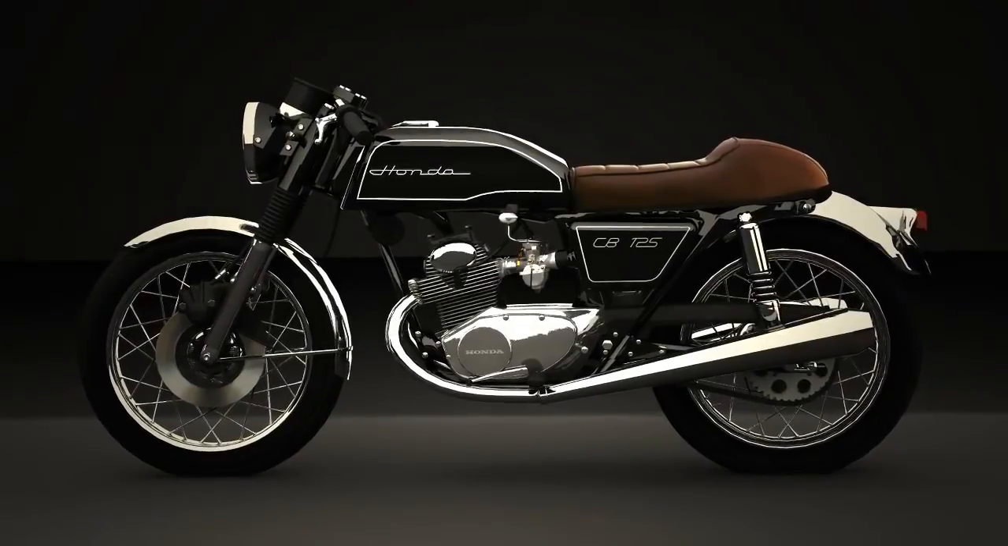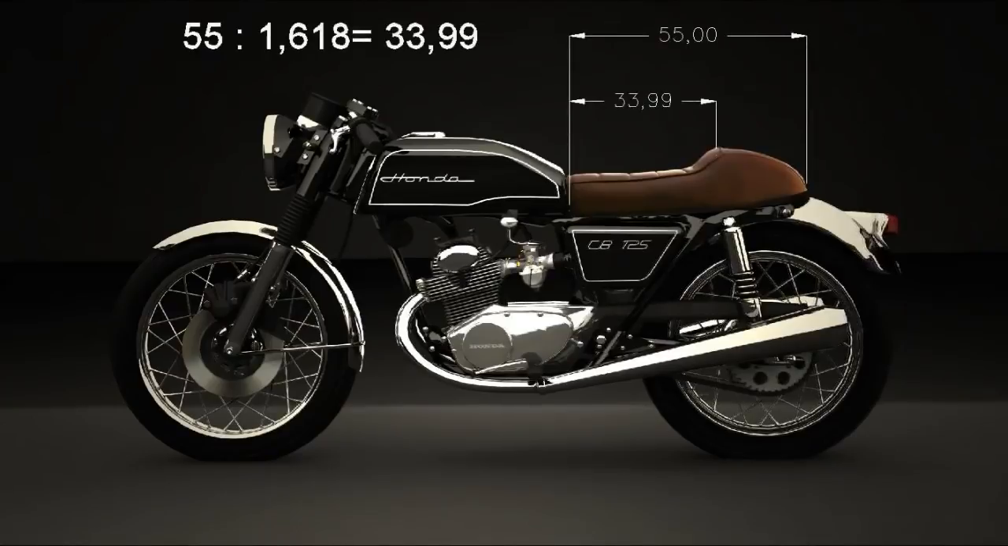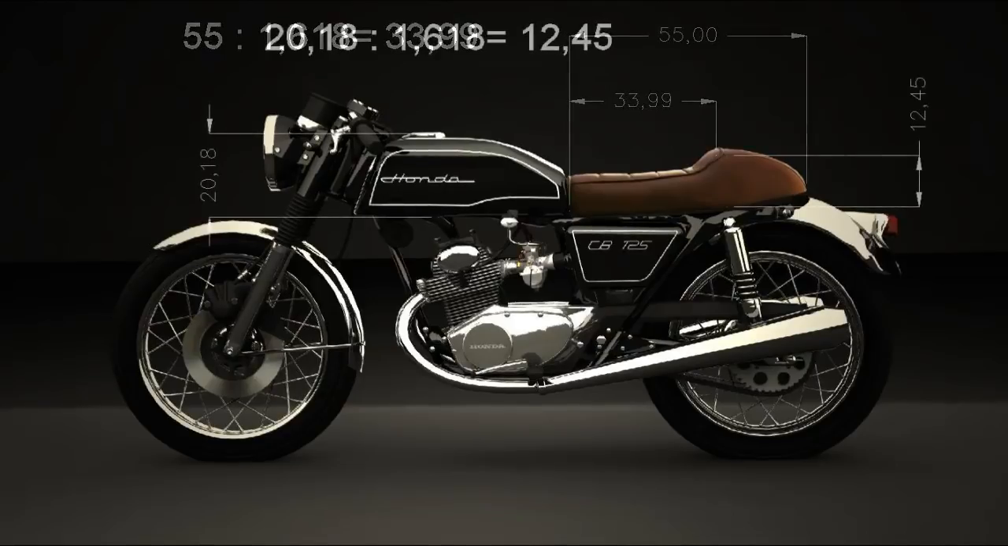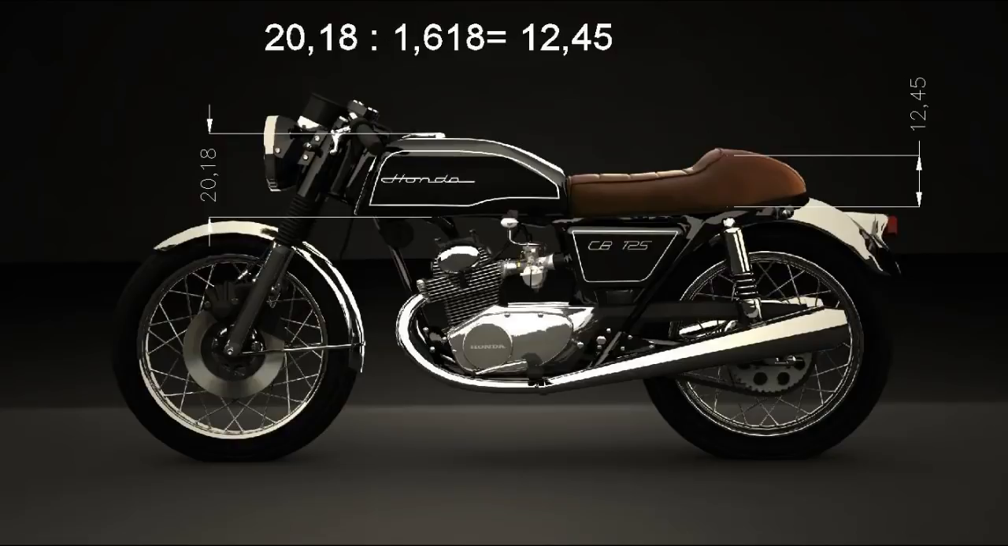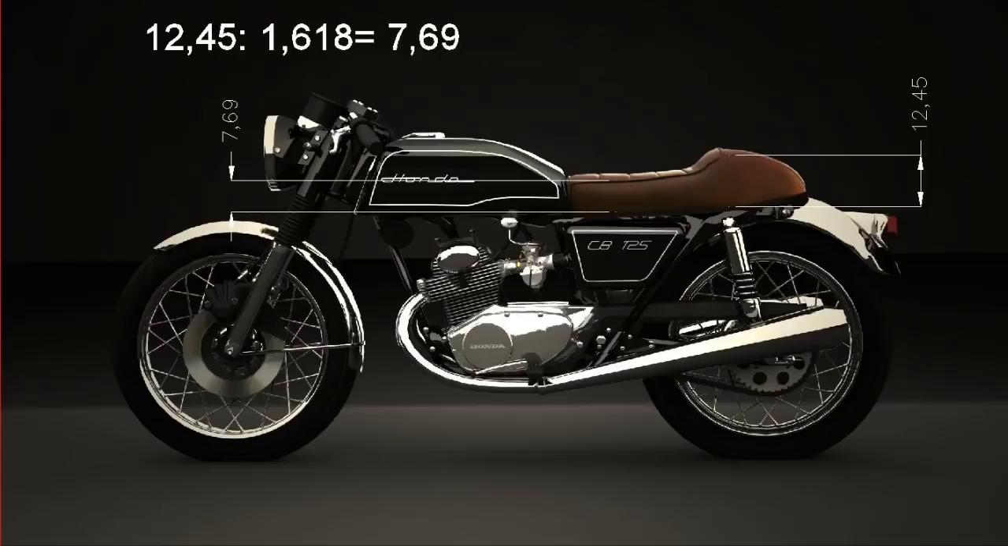Another different situation is this one on the CB125. This seat has the same length as the original seat, and because of that it is not proportional to the fuel tank. The only thing that is proportional to the fuel tank is the height of the seat back end. But if you apply this formula only on the seat, you will also get a very good result.